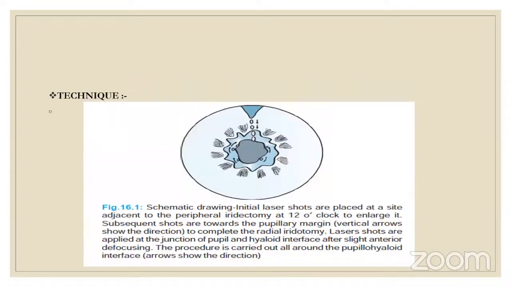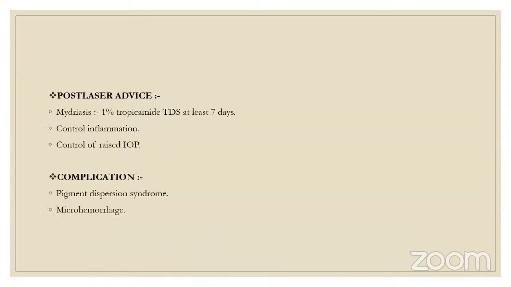In this picture, the first shot adjacent to the peripheral iridectomy is at 12 o'clock to enlarge it, and subsequent shots are toward the pupillary margin to complete the radial iridotomy. Laser shots are applied at the junction of the pupil and the hyaloid interface after anterior defocusing. The post-laser advice is mydriasis, 1% tropicamide TDS, and control of inflammation and IOP. Complications are pigmentary dispersion syndrome and microhemorrhage.